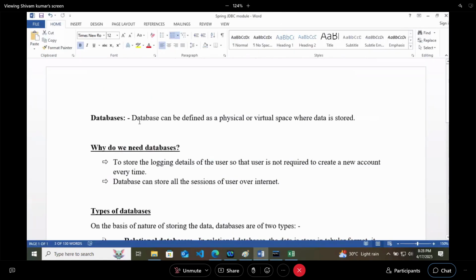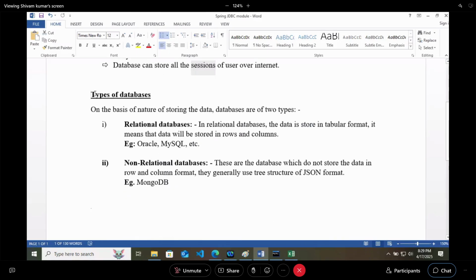So we started our discussion with databases. Then we have seen why do we need databases. So generally two reasons for storing the logging details and the session of user. In session, your bank balance and everything is recorded. That's why I have written one word as session. Types of database: there are two types of database, relational and non-relational. Relational database will store the values in tabular format, that is row and column. Non-relational will generally store data in JSON format.